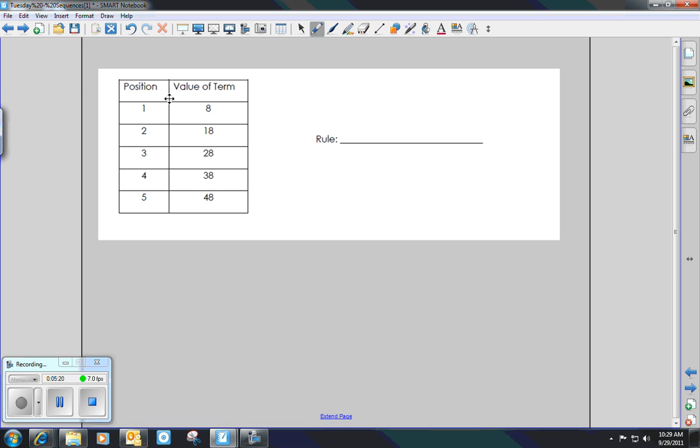Here we go again. We've got position 1. The first number is 8, the second number is 18, the third number is 28, the fourth number is 38, the fifth number is 48. Looking at our value of terms, our pattern here obviously is adding 10. So now my rule is going to start out with a positive 10 times n, the position number. That would be here. Okay?